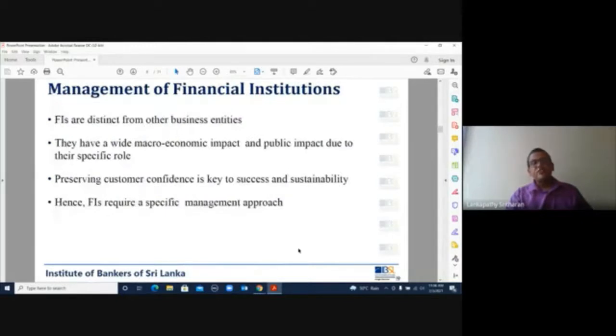And management of the finance institution: finance institutions are distinct from other business entities. This is a very important aspect you have to understand, because in the exams several questions are related to this, and this is one of the key principles in this topic. The finance institution management is different from other business entities. What is the main difference between a finance institution and another production company or export company or supermarket or any other institution? Can anybody answer?